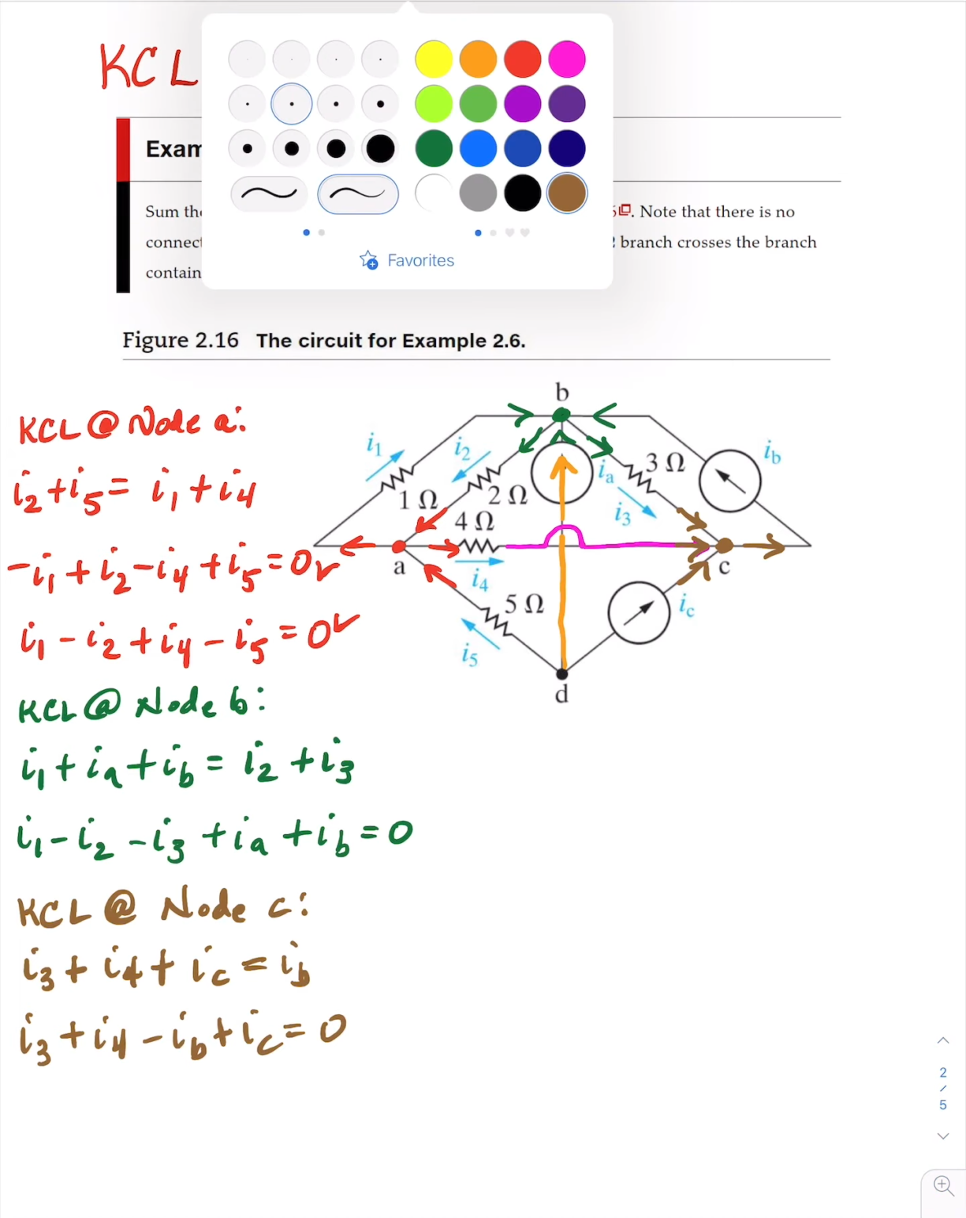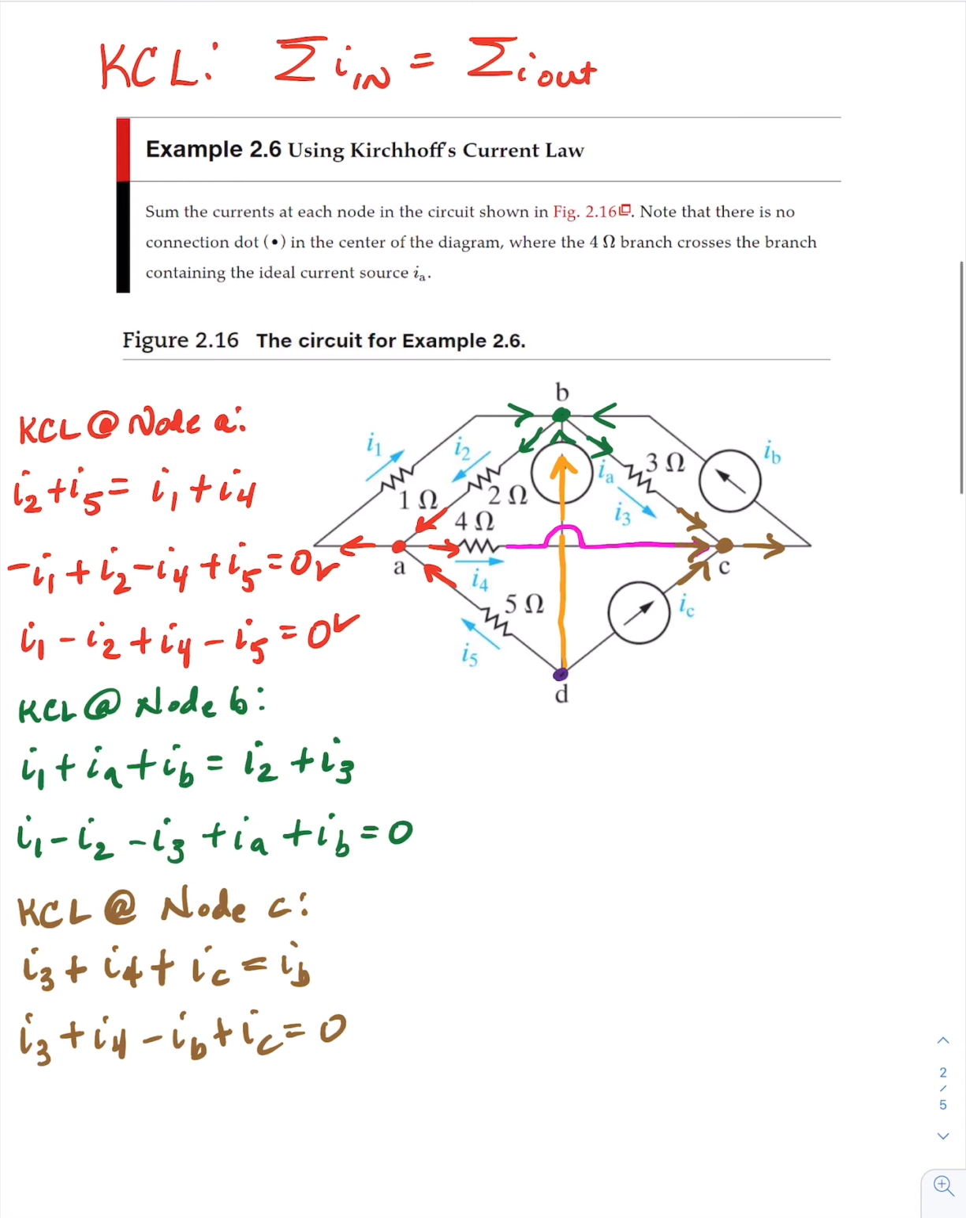All right, one more node to go. Let's use purple. KCL at node D. At node D, we have nobody coming in. Everybody's leaving the node. So we have I sub 5 plus I sub A plus I sub C is equal to 0. Okay.